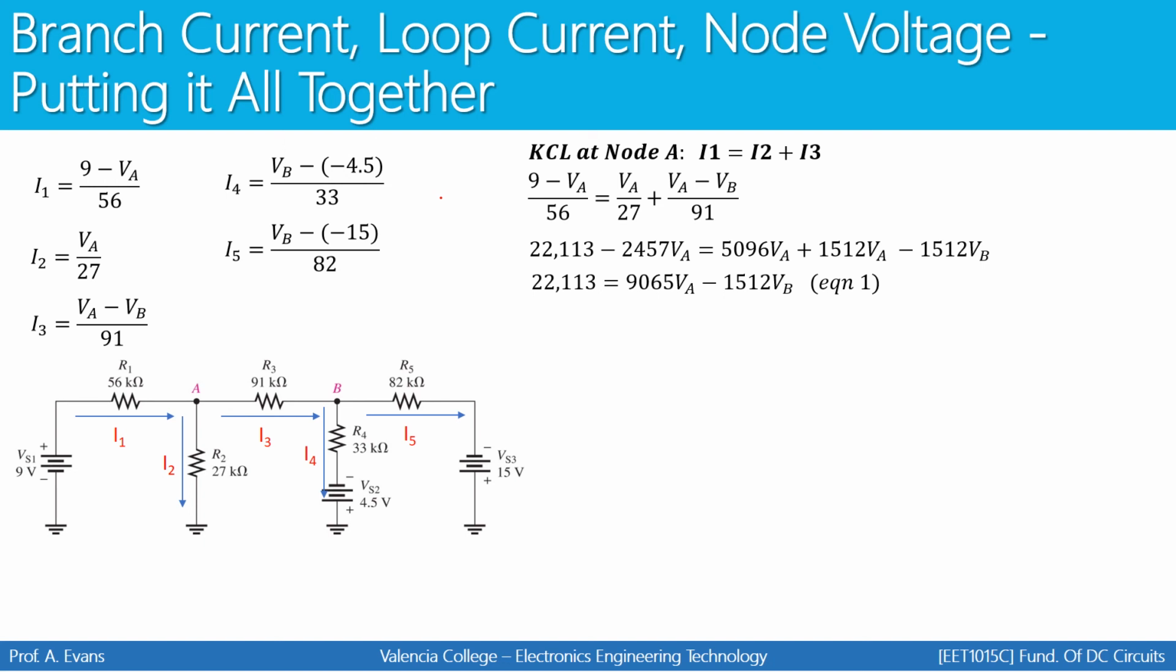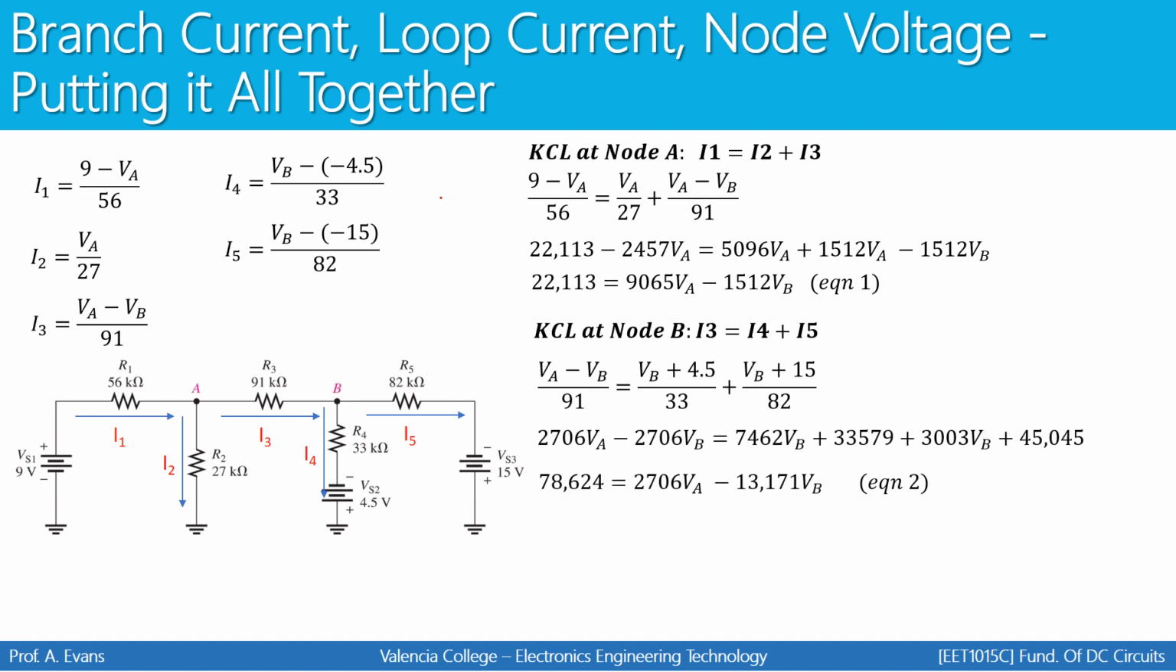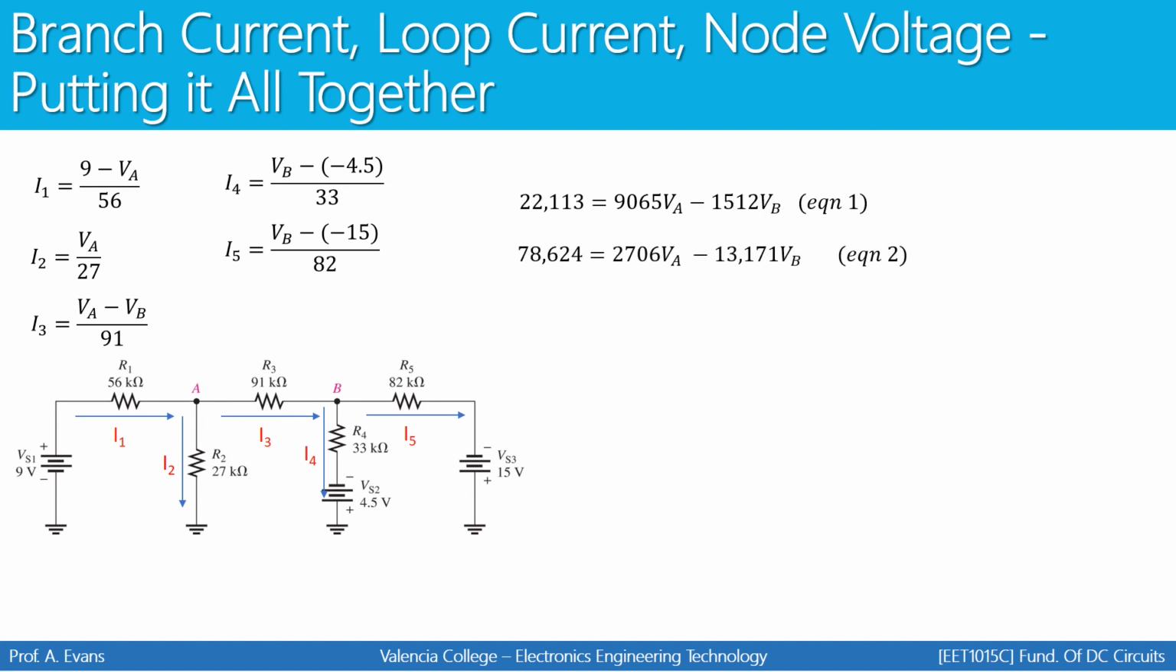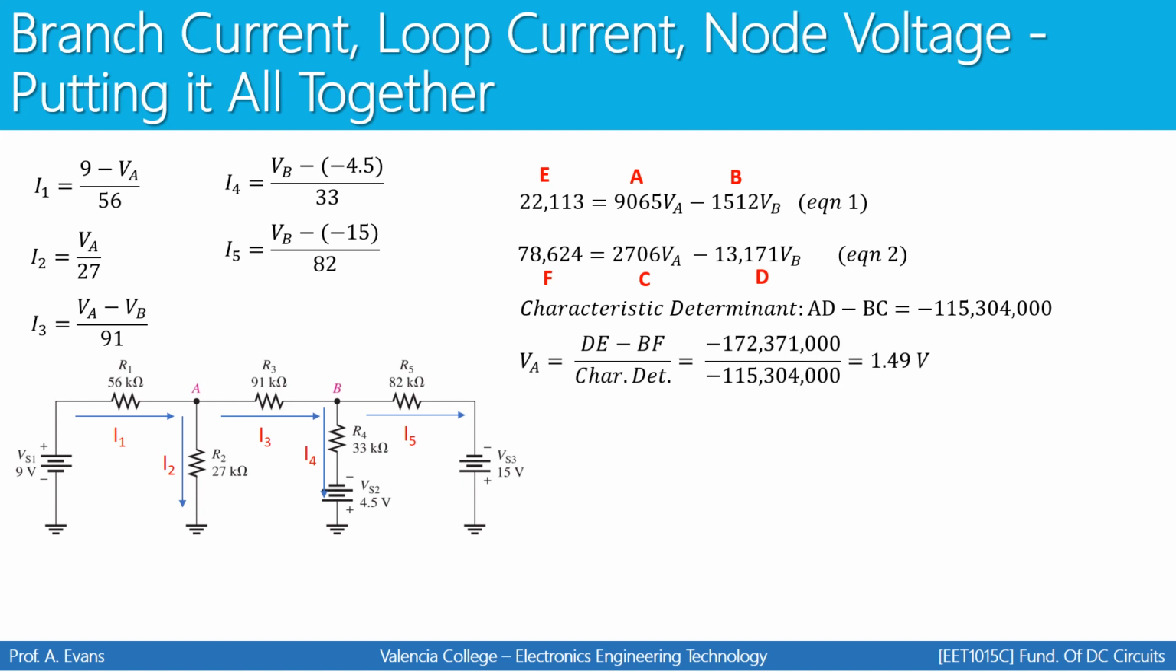Now we're going to do a KCL at node B. We can see that I3 has to be equal to I4 plus I5. We're going to plug in our values for I3, I4, and I5 and simplify. Now I have two equations with two unknowns. I'm going to use a matrix to solve this. Here's my two equations. There are my coefficients. There's my characteristic determinant. And here's how I'm going to solve for VA and VB.